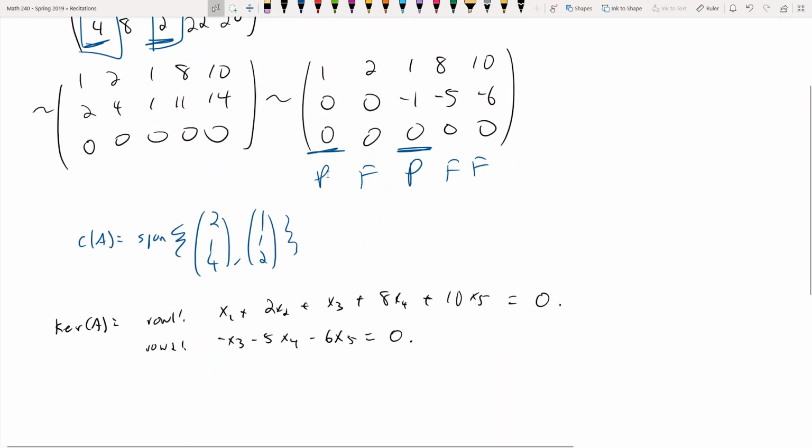So now we need to solve for a variable, right? We know that x1 and x3 are our pivot variables, so we need to solve for those explicitly. We'll solve for x3 first here. So we get x3 is equal to negative 5x4 minus 6x5, and that's simply by moving the x3 over to the right-hand side.